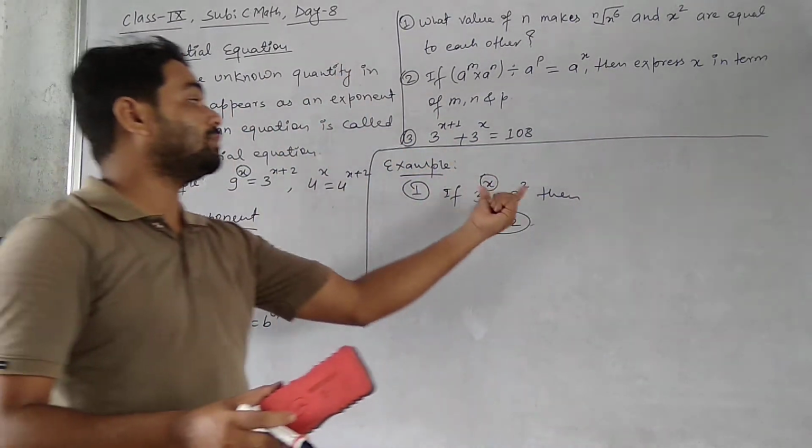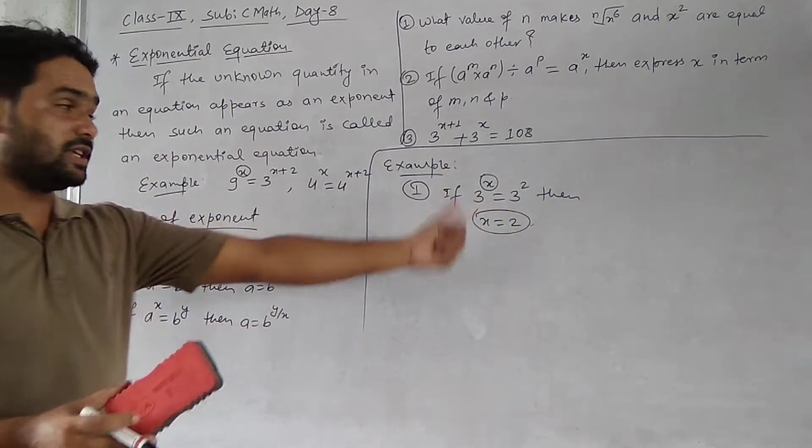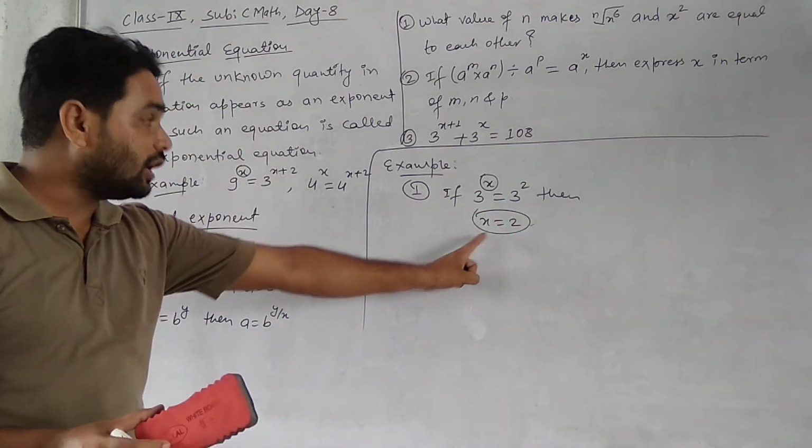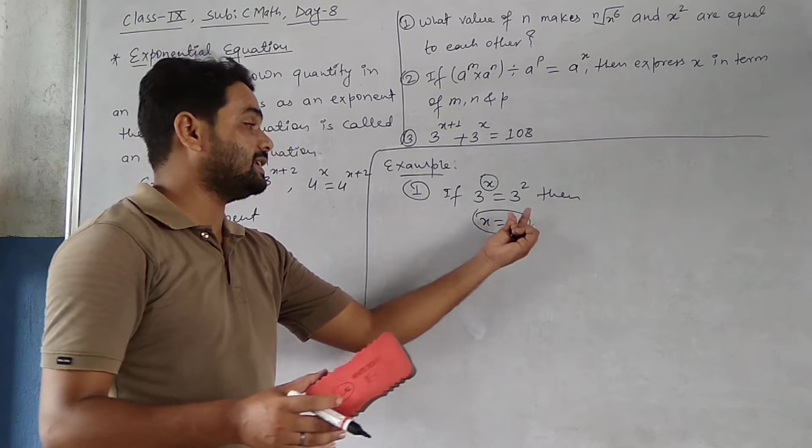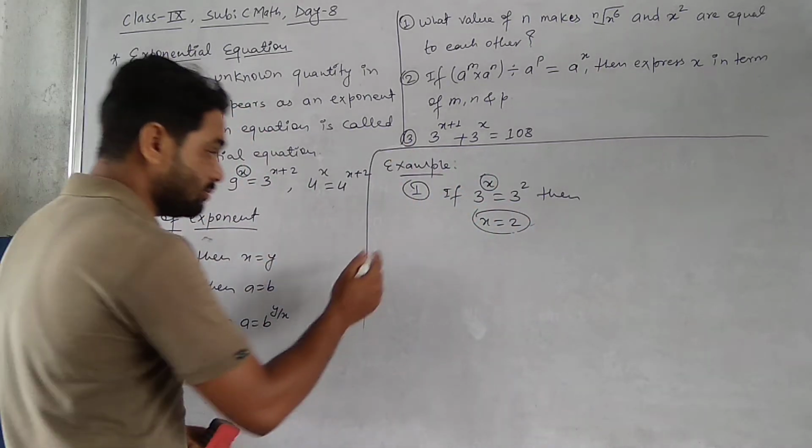So this is a type of exponential equation, and we get the unknown quantity. The value of the unknown quantity is 2 over here.